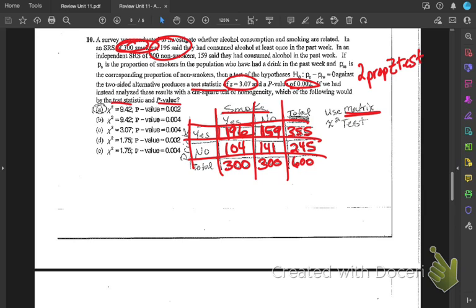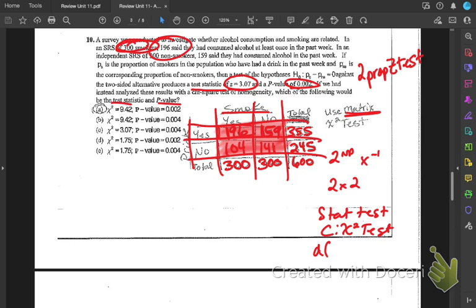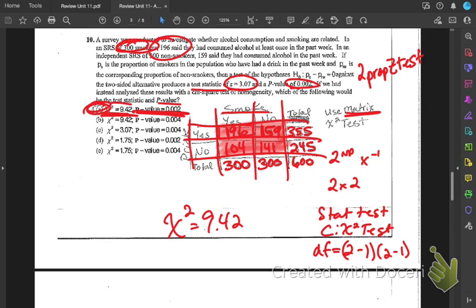So we're going to use the matrix. We're going to go to second x negative 1, and this is a 2 by 2 matrix, and we are going to put in our actual observed counts. You do not put in the totals, and then you'll go to stat test C for chi-squared test, and your degrees of freedom would be 1. It would be 2 minus 1 times 2 minus 1, so it would be 1. And you hit enter, and it's going to give you your chi-squared test statistic, which is 9.42, and your p-value, which is 0.002. So the answer is A.